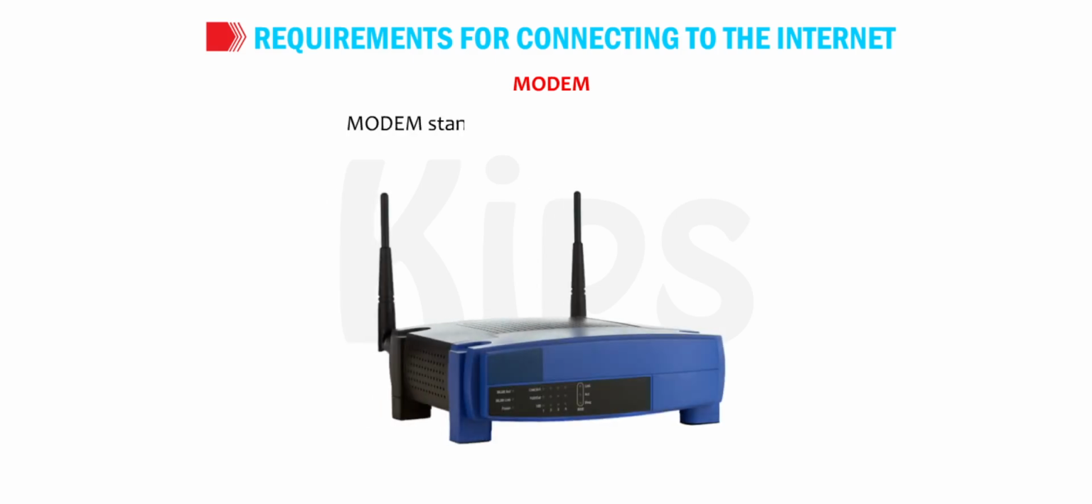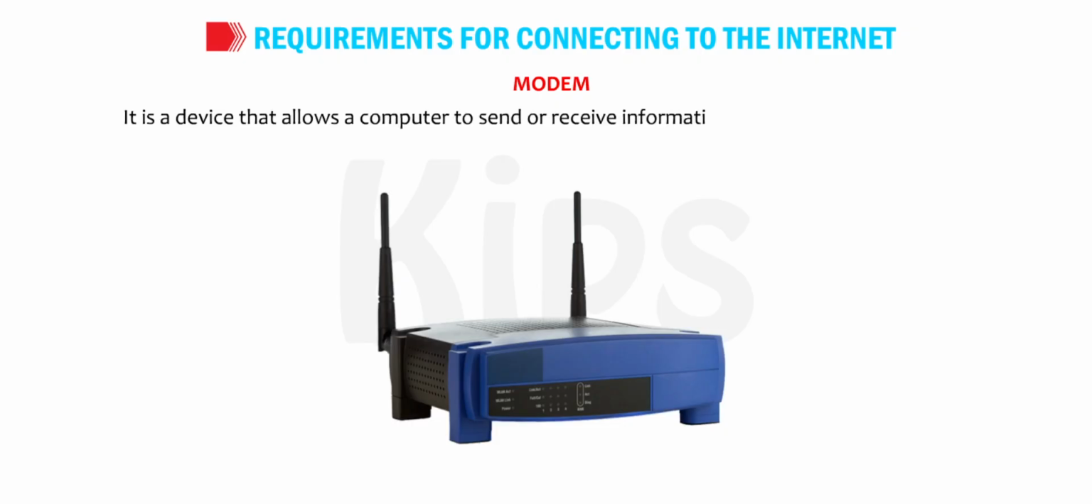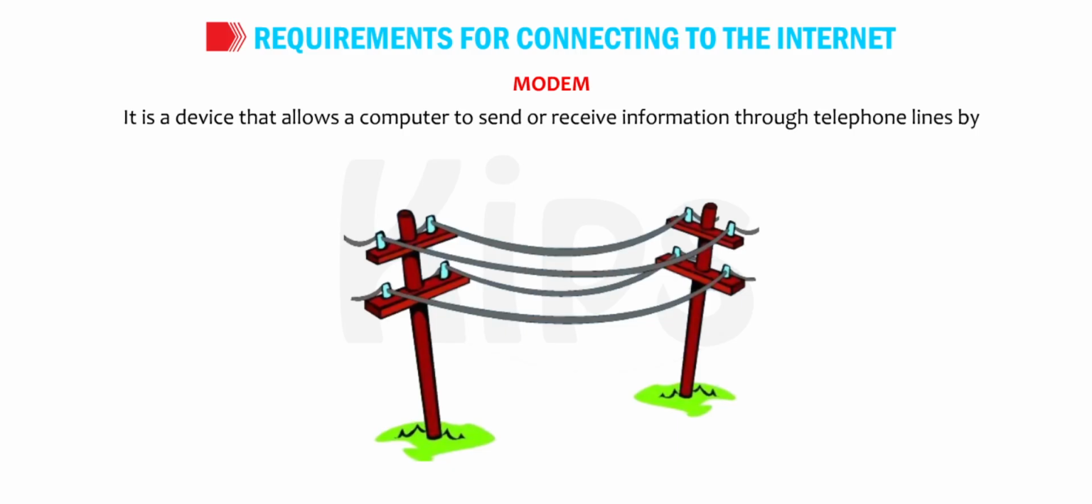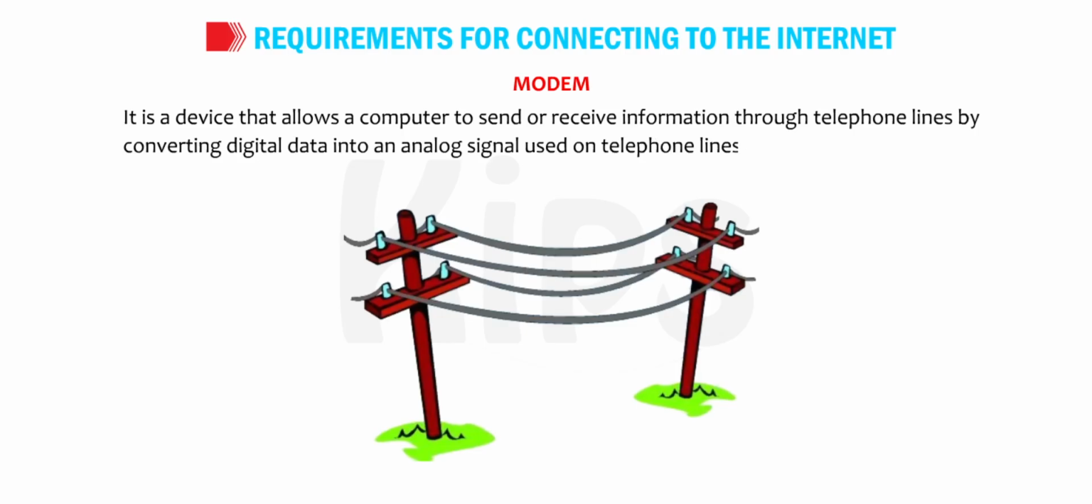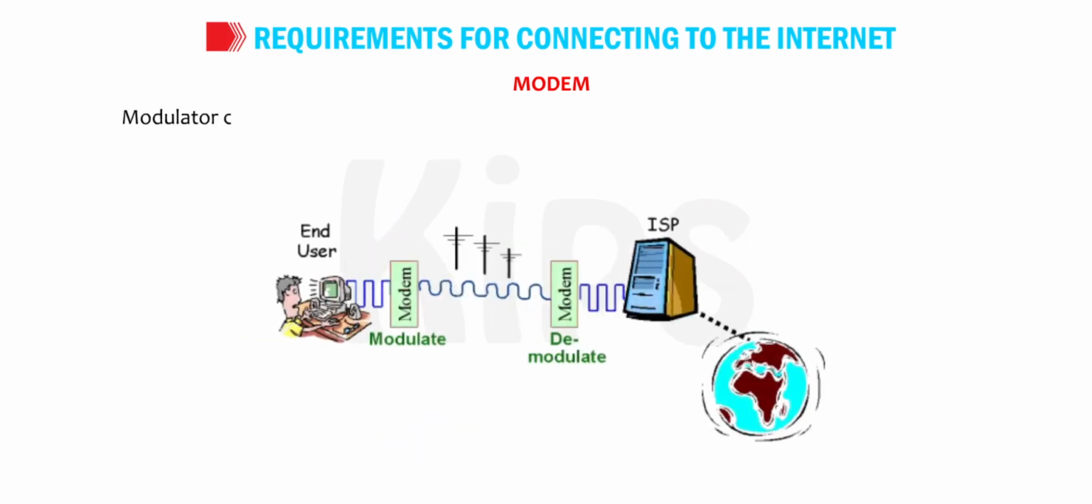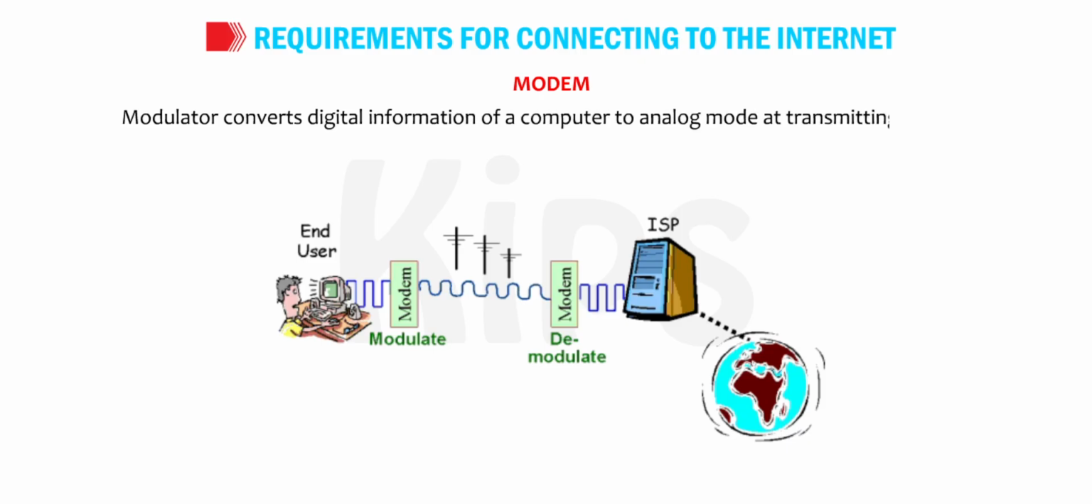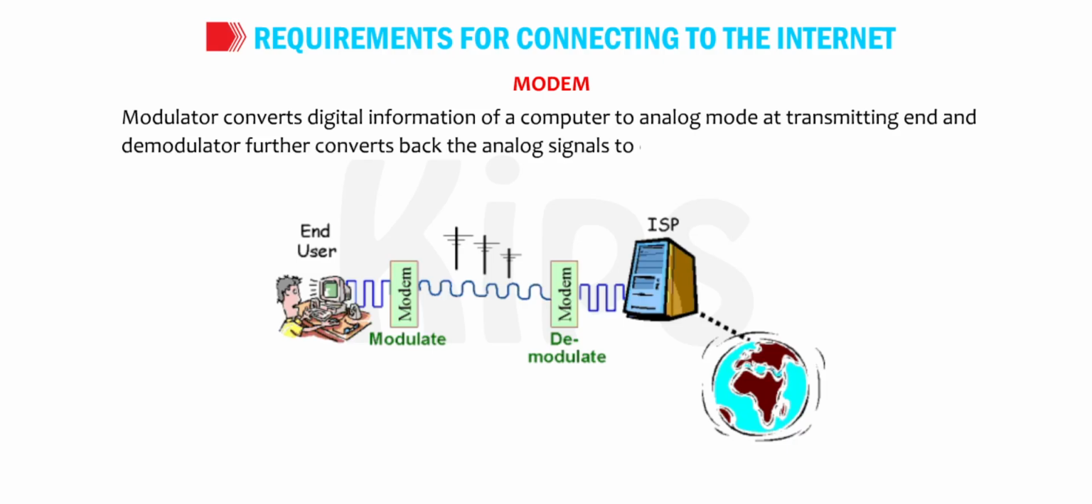Modem. Modem stands for modulator demodulator. It is a device that allows a computer to send or receive information through telephone lines by converting digital data into an analog signal used on telephone lines. Modulator converts digital information of a computer to analog mode at transmitting end, and demodulator further converts back the analog signals to digital at receiving end.